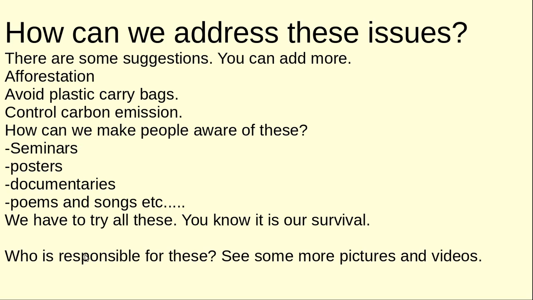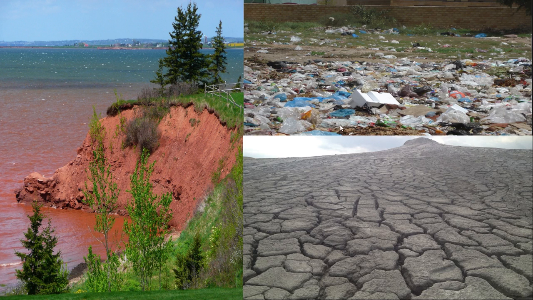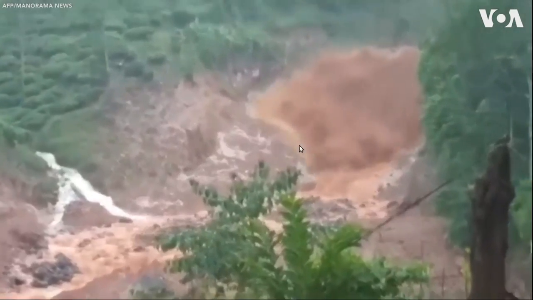Now, who is responsible for this? Let us fix it after watching some more pictures and videos. See this picture. What is here? A beautiful mountain. It has been destroyed by someone, right? And there is erosion. And now you see this picture. Plastic is scattered everywhere, and see it is drying because there is no sufficient rain, and excess rain is there, and here you can see plastic pollution. And you please watch this.